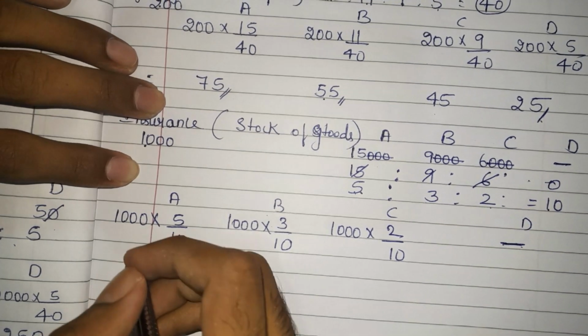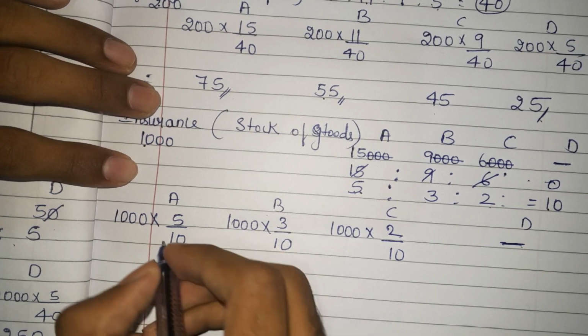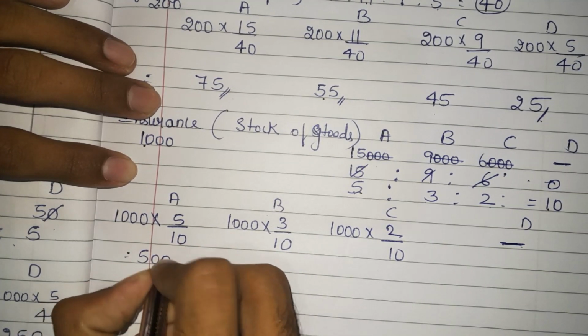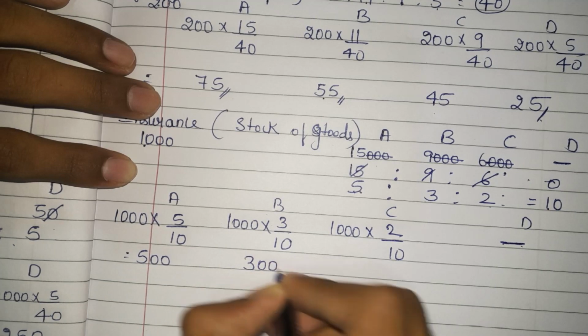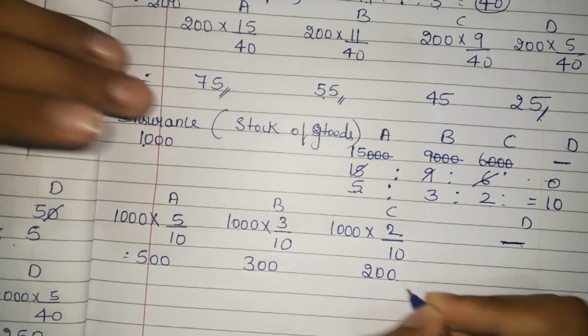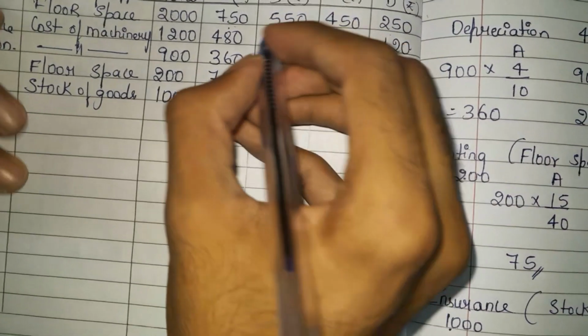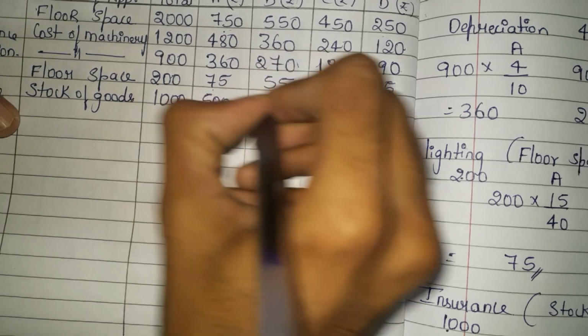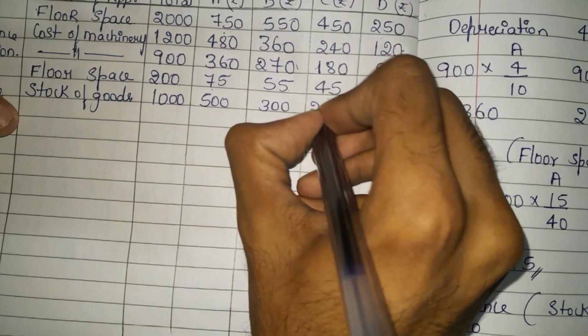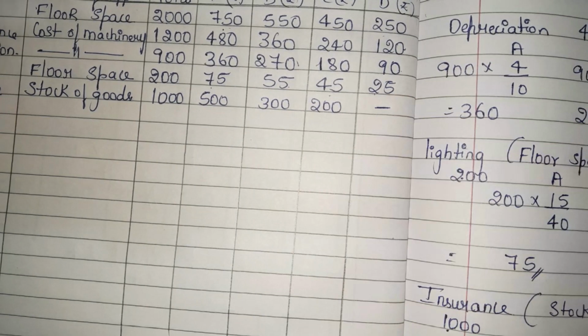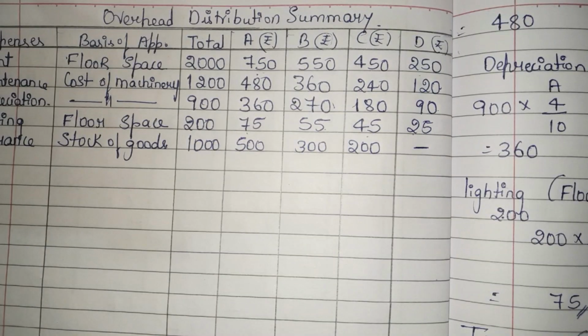Now 1000 into 5 divided by 10 is 500. 1000 into 3 divided by 10 is 300. 1000 into 2 divided by 10 is 200. The same thing we will write here. 500, 300 and 200. So for D there is no ratio.